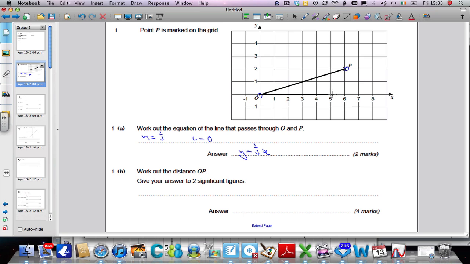use Pythagoras' Theorem to get this. If we have a look there, we have a right angle triangle. That's 6, that's 2, so using Pythagoras I'm going to square both numbers, add them together, and then take the square root. So OP squared equals 6 squared plus 2 squared. That's 36, that's 4, so it's 40. So OP is going to be the square root of 40.